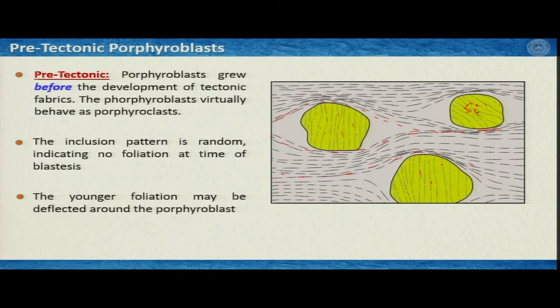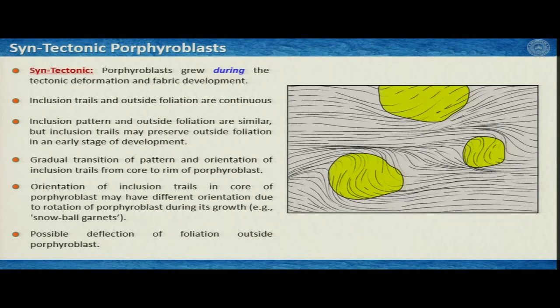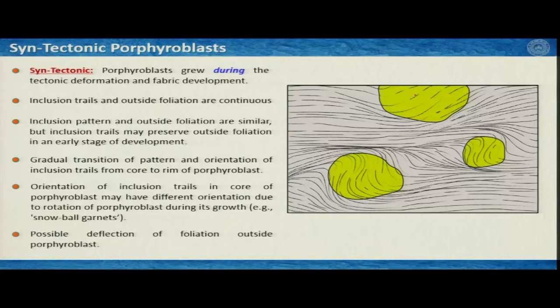Now, syntectonic porphyroblasts are very interesting porphyroblasts that we study a lot. So, they grow during the deformation or during the development of the tectonic fabrics. Now, the inclusion trails or inside foliation and outside foliation, SI and SE, are continuous. As I can see here, this I can consider as SI and outside I can consider as SE. So, you see here in this schematic illustration, the SI and SE are continuous. Inclusion pattern and outside foliations are very similar, and this can also happen. You see that these are going more or less in a very similar way.